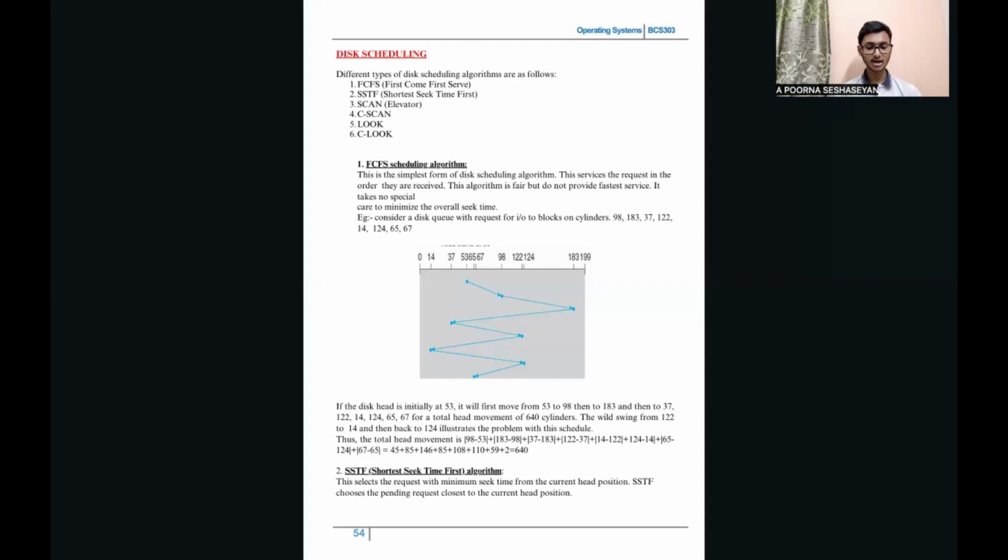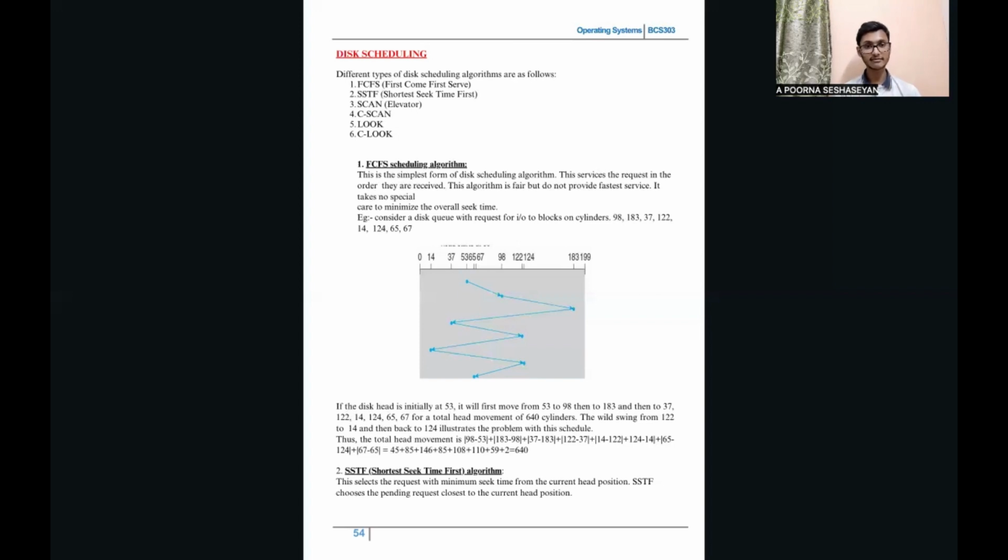So this is called FCFS. Now let us see shortest seek time first, that is the SSTF algorithm. This selects the request with minimum seek time from the current head position. SSTF chooses the pending request closest to the current head position. It is similar to SJF. So whichever block request is closest, it will process that first.